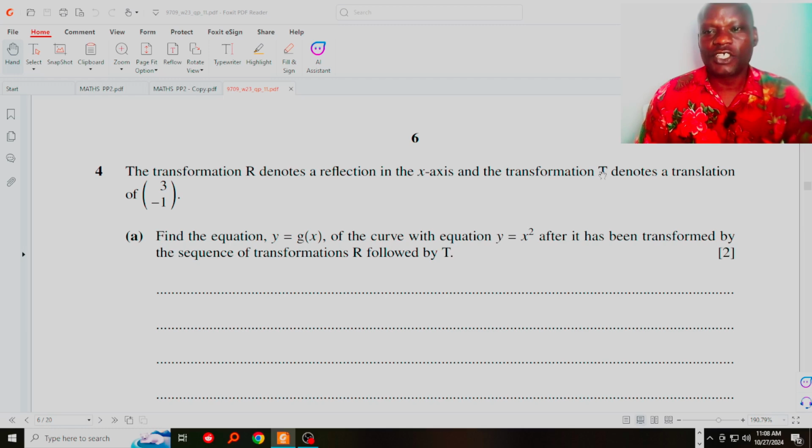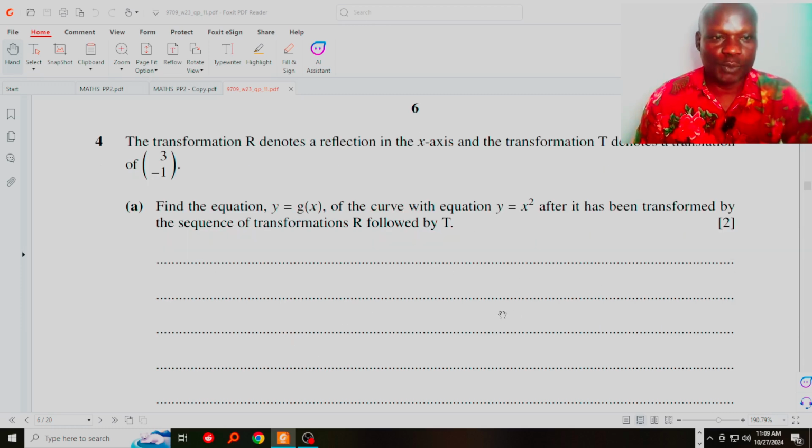We have seen that T is a translation. R denotes a reflection in the x-axis, and T denotes a translation. So in this case, first we apply a reflection, then follow it with a translation. Part A is 2 marks.